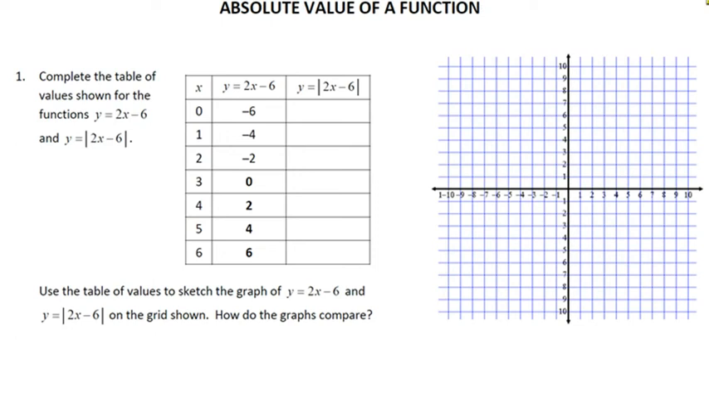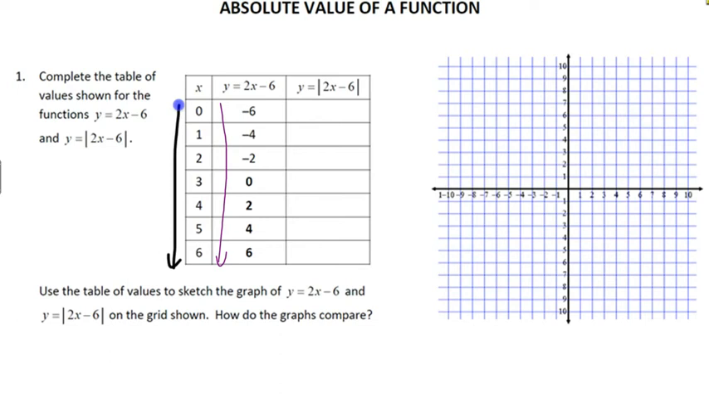Okay, so we're working on the absolute value of a function. We have this function, y equals 2x minus 6, and we have some values of x here, along with corresponding y values here. And what we want to do is complete the table for the values of y equals the absolute value of 2x minus 6. So what does absolute value mean? What do I do with these y values?